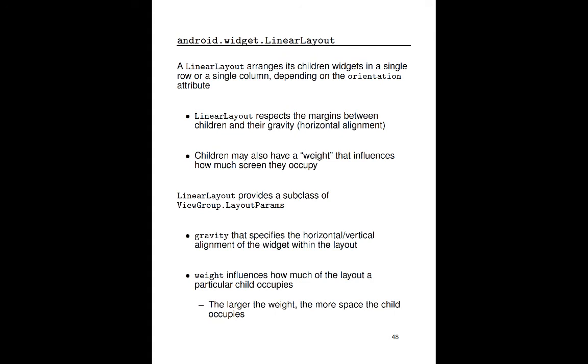Now let's talk about some of the different kinds of layouts. A linear layout is a view group that arranges its children in a single row or a single column, depending on the value of the orientation attribute. The linear layout will respect the margins between the children widgets and also their gravity, their horizontal alignment. It can also specify the weight for its children that influences how much of the screen individual widgets occupy. That configuration is specified by a subclass of layout params that have gravity and weight properties.